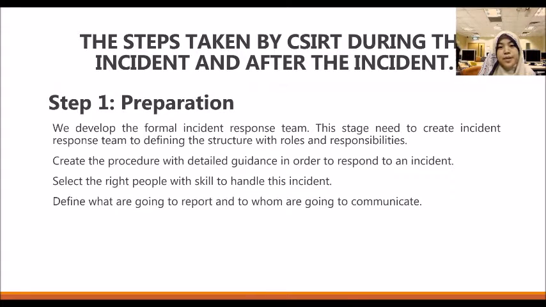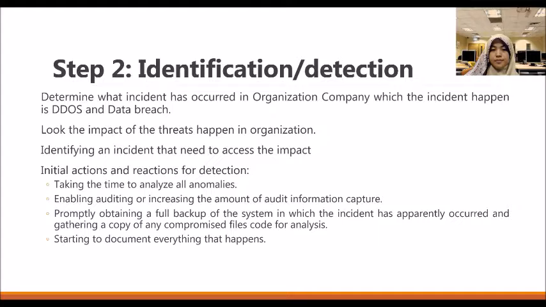For the steps taken by the CSIRT during the incident and after the incident, there are 6 steps. First step is preparation. We develop the formal incident response team. This stage needs to create an incident response team, defining the structure with roles and responsibilities. We create the procedure with detailed guidance. In order to respond to an incident, select the right people with the skills to handle it. Define what is going to be reported and to whom it is going to be communicated.